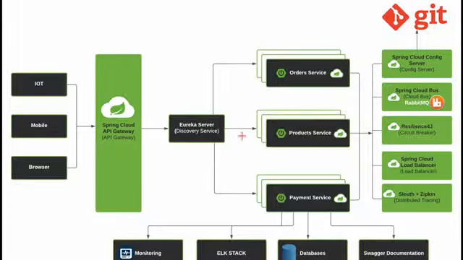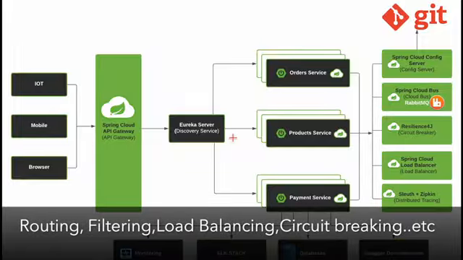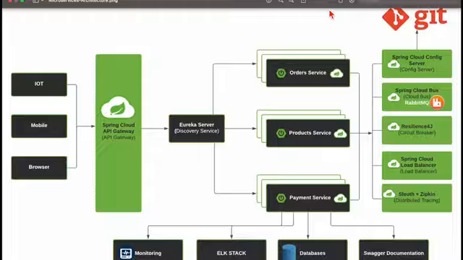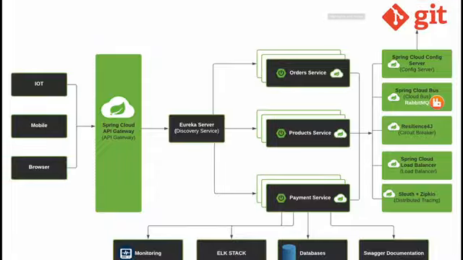Apart from this, Spring Cloud Gateway provides a couple of features like routing, filtering, load balancing, and circuit breaking as well. So this is about API Gateway, and let's jump into our code.